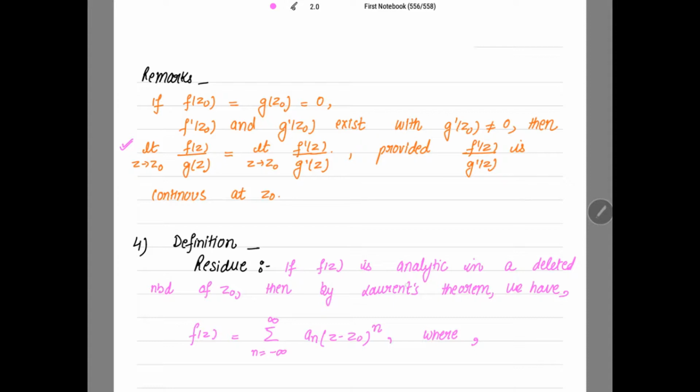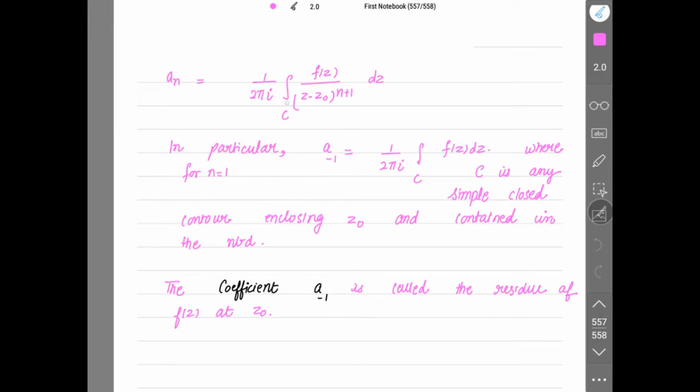Fourth definition, that is your residue, very important. If f(z) is analytic in a deleted neighborhood of z naught, then by Laurent's theorem we know that f(z) is equal to the infinite sum, n going from minus infinity to infinity, a n (z minus z naught) to the power n, where the coefficient a n is equal to 1 over 2 pi i, integration on C, f(z) over (z minus z naught) to the power n plus 1 dz. Right, this we know from Laurent's theorem.